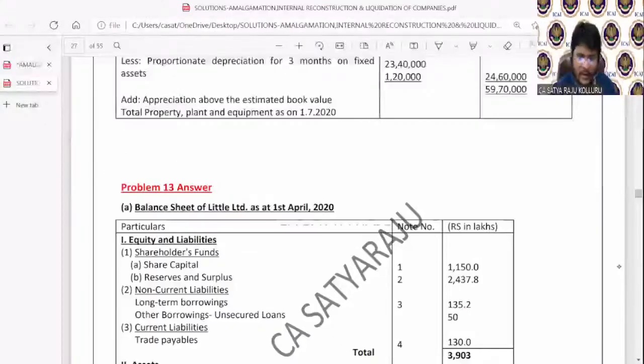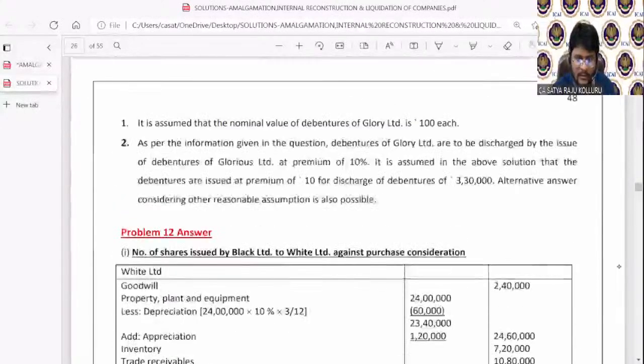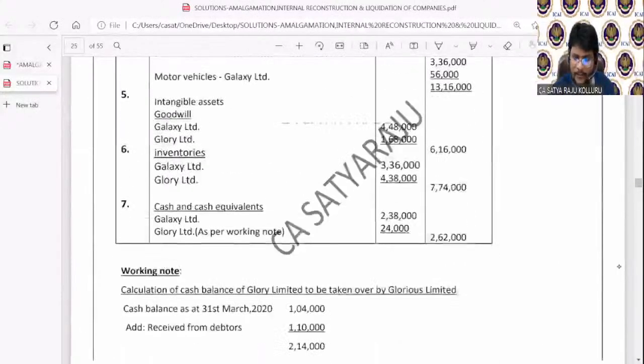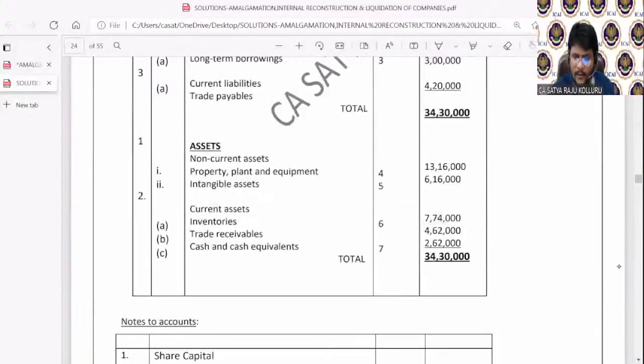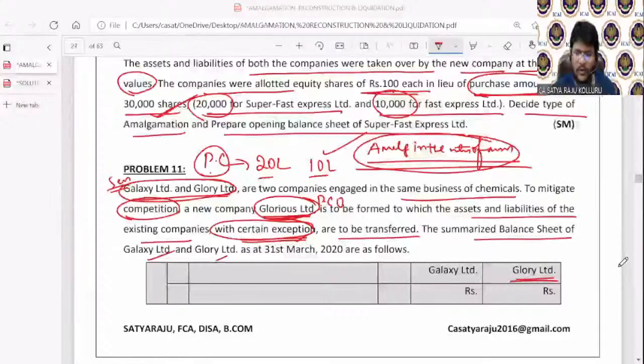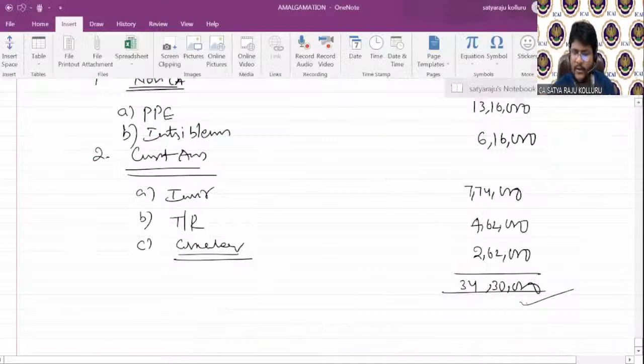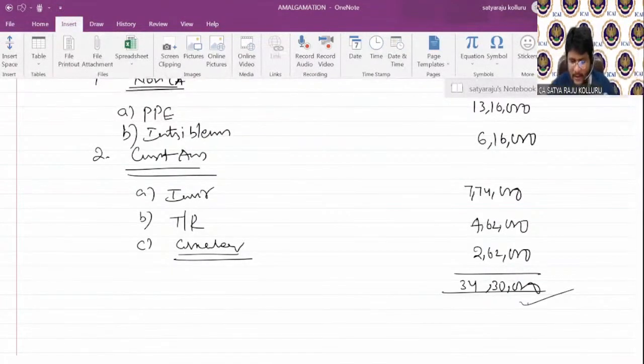Problem number 11. 34 lakh 30,000 is the final answer in my printed solution. So now in my OneNote, I get how much? 34 lakh 30,000, which is absolutely fine. Okay. Hope you all are following, guys. Someone asked, sir, yesterday MCQ assessment was also there. Okay, fine, sir. Yes, now done.